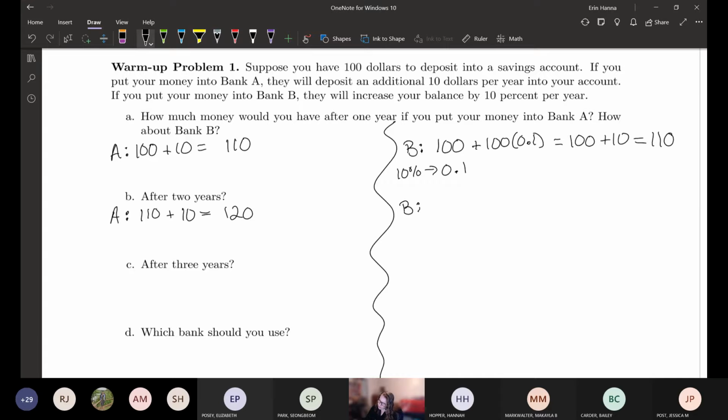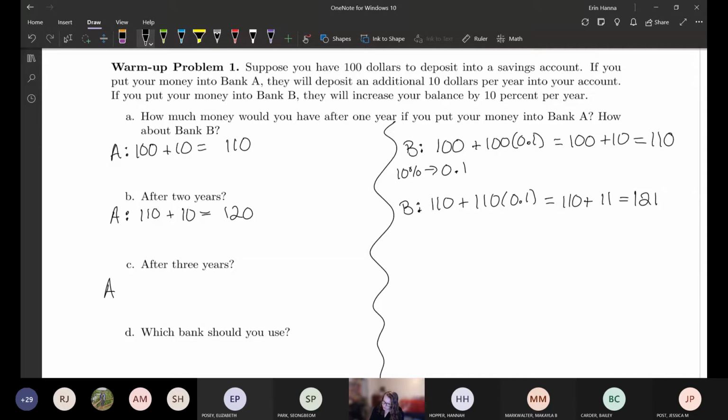With bank B, you're still going to start with the 110. And now they're going to add on 10% of that 110. So in this case, we have 110 plus 11. So you'll end with $121 in the bank. So it's only a difference of $1 so far, but I would take an extra $1 for free.